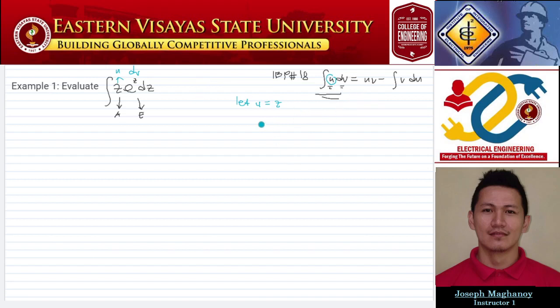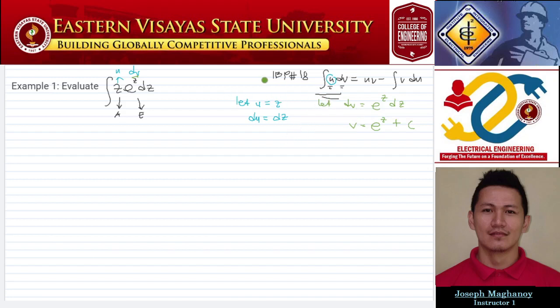So what is the first derivative of u equal to z? That is, du is equal to dz. How about for dv? We let dv equal to a raised to z dz. If we integrate a raised to z, it's a constant, so our v is still the same, a raised to z plus c.